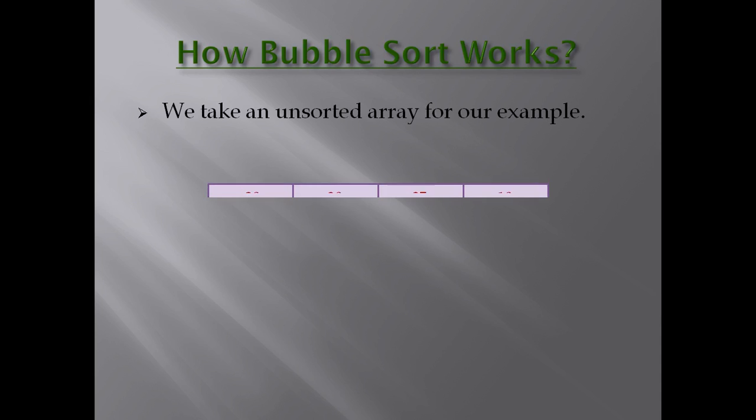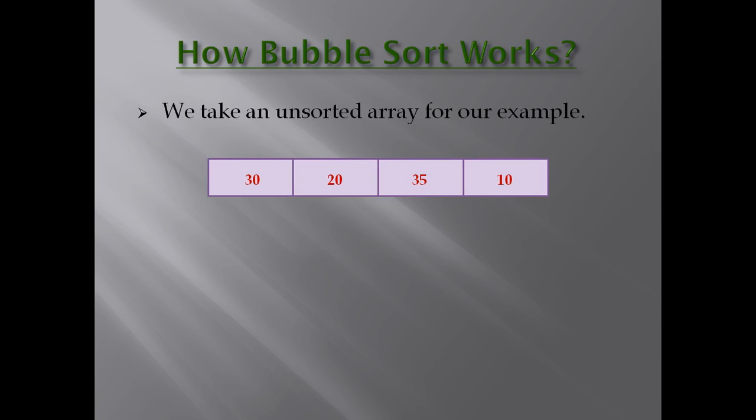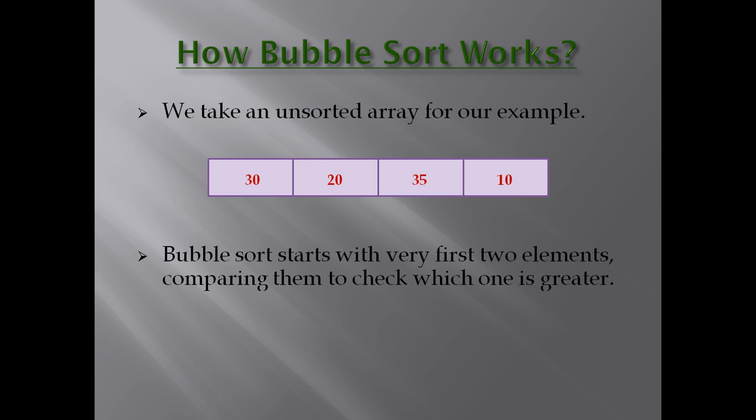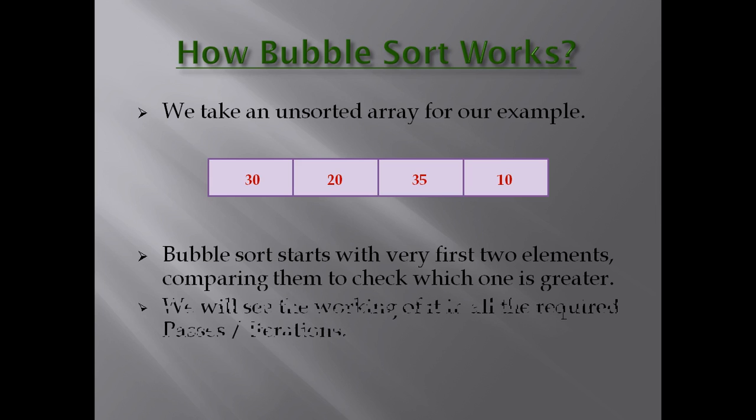How will bubble sort work? Here I am going to explain bubble sort working with an example so you will be more clear with this technique. We are taking one unsorted array or unsorted list. You can see this is my list and here 4 elements are there which are not sorted. What if I want to sort this list? Bubble sort will start working from the first element and compare the first two elements. If they are not in proper order, it will interchange them. We will see bubble sort working in different iterations.